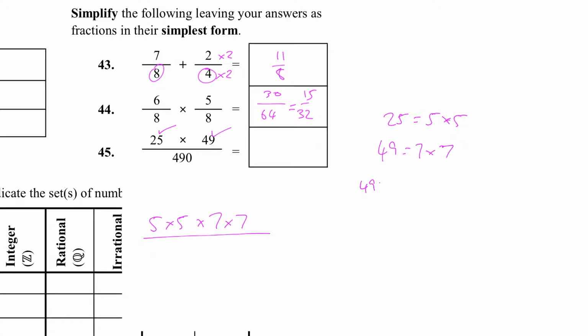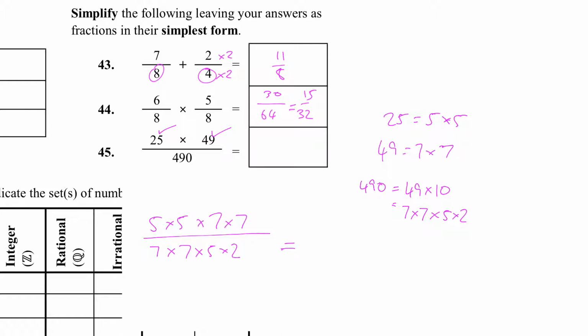490. Let's break this down. So 490 equals 49 times 10. We're not at prime numbers yet. Let's start with 49. Well, we've just done it. 49 is the same as 7 times 7, and 10 is the same as 5 times 2. Okay, so we've got 7 times 7 times 5 times 2.